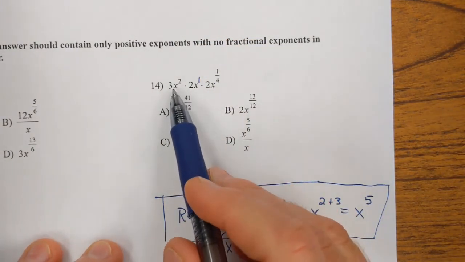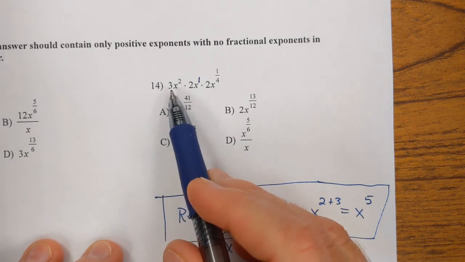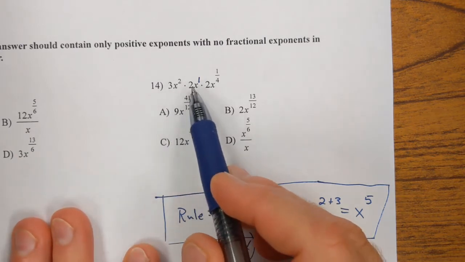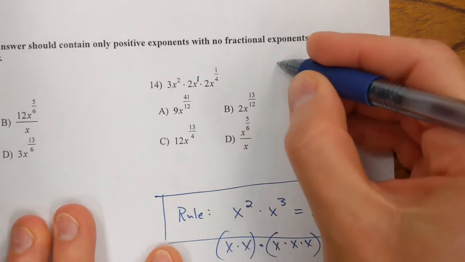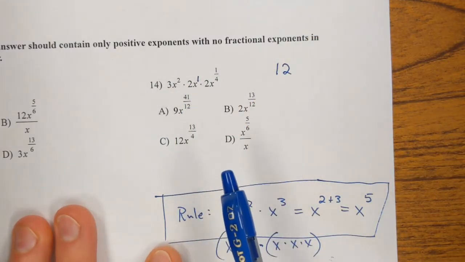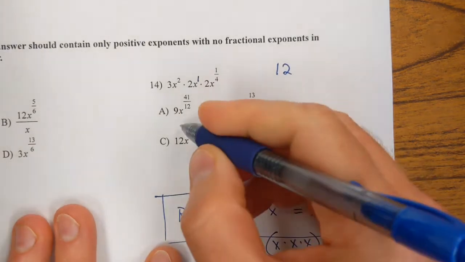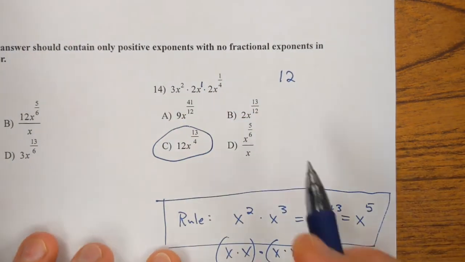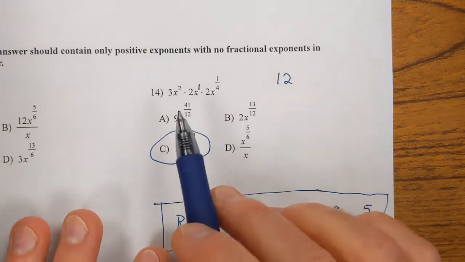We're going to actually multiply our coefficients together like normal numbers. 3 times 2 times 2, that's 12. Okay, so I just do that. 3 times 2 times 2, I get 12. And by the way, that actually gave away the answer. That made that really easy. But I want you to understand what's going on here.